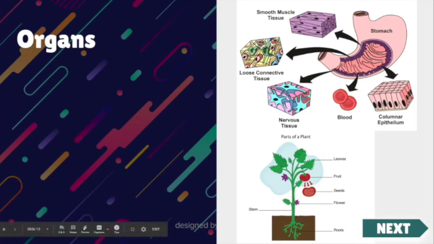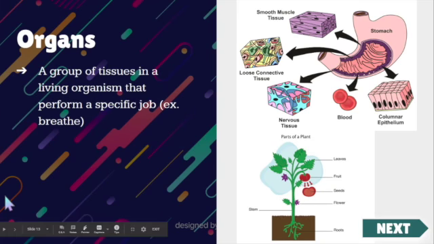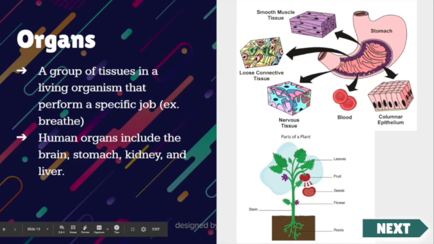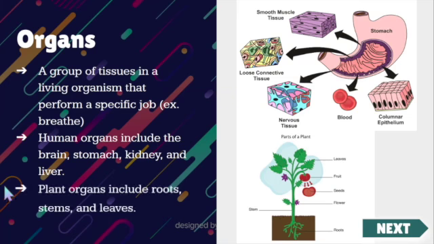All right, so after tissues, we have organs. Organs are a group of tissues in a living organism that perform a specific job, for example, breathing. Human organs include the brain, stomach, kidneys, and liver, and plant organs include the roots, stems, and leaves. So here within the stomach, we have many types of tissue. We have epithelial tissue, nervous tissue, connective tissue, and muscle tissue.